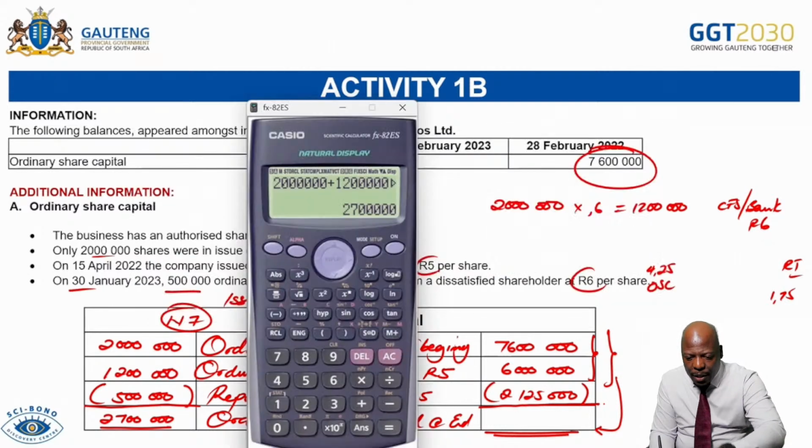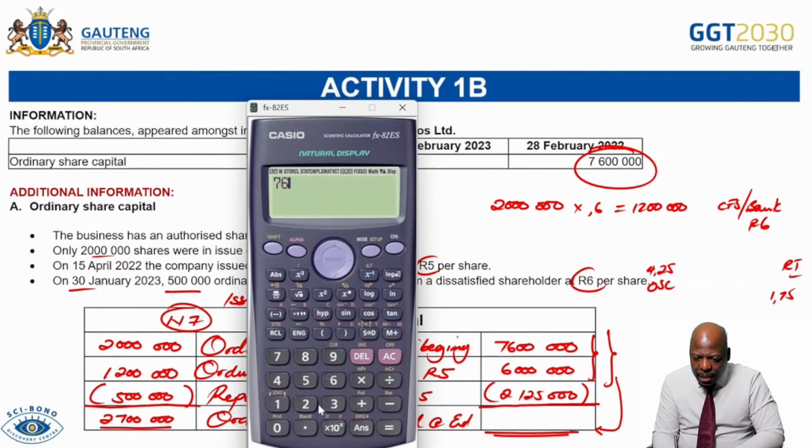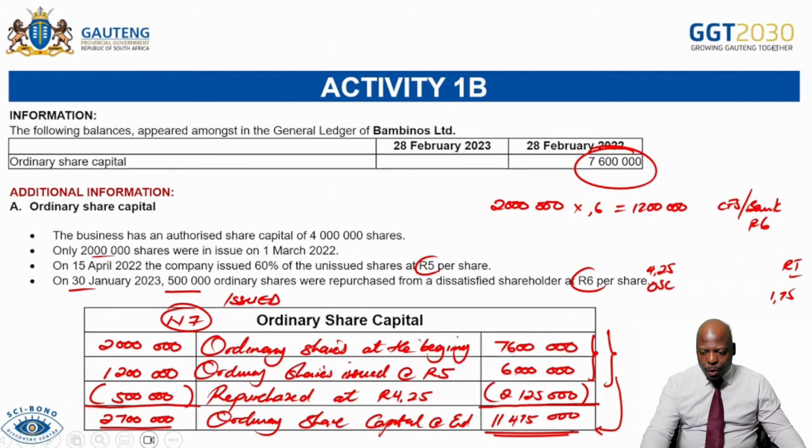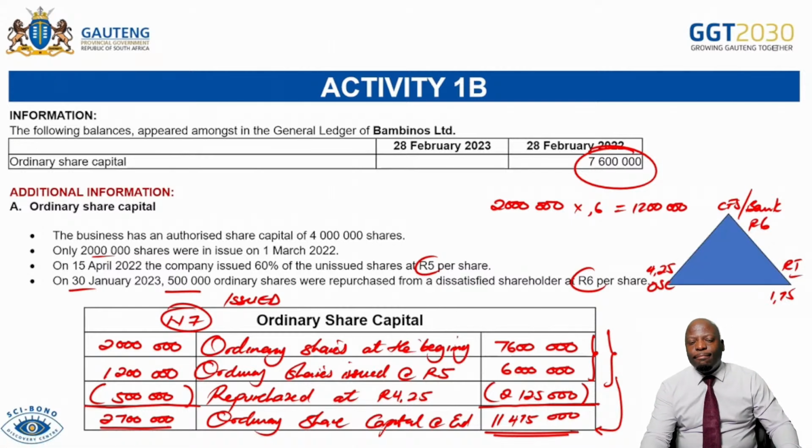So what we're going to do now is we're going to say our 7.6 million plus 6 million minus 2,125,000. That's going to give me 11,475,000. And then that's our ordinary share capital note. You will see that it is basically the same thing with your ordinary share capital account that we already have completed.